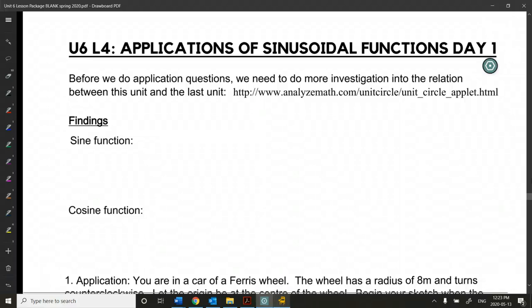Hey guys, today we're going to take a look at some applications of sinusoidal functions that we've been learning in this unit so far. Earlier in this unit we graphed the sine and the cosine function, and I just want to dive a little bit deeper into what the sine function is tracking and what the cosine function tracks in relation to the unit circle from our previous unit.